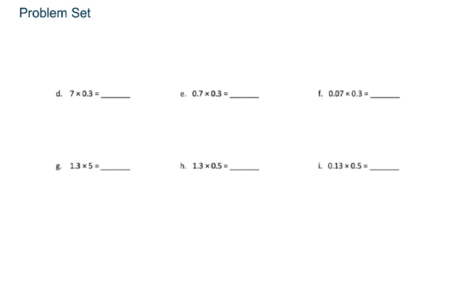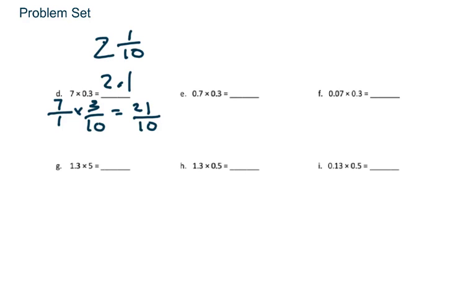So here we go. We have 7 times 3/10, which is 7/1 times 3/10, which would give you 21/10. 21/10 would be the same as 21 divided by 10. So we should end up with 2.1, or 2 1/10.